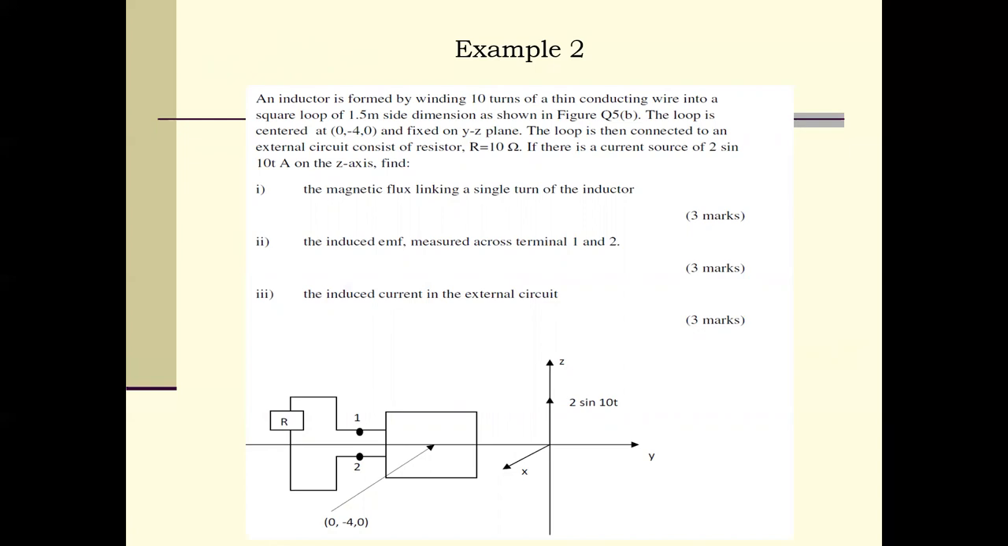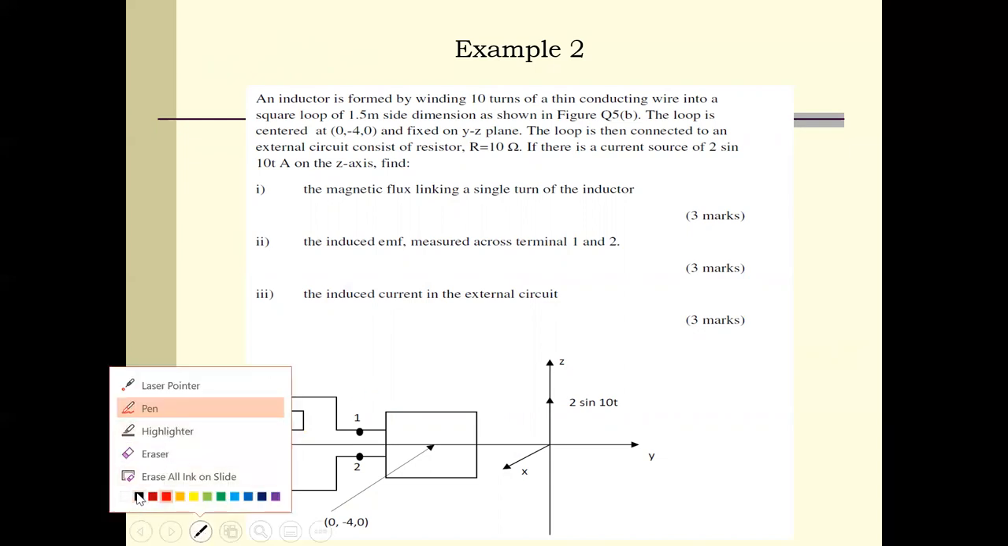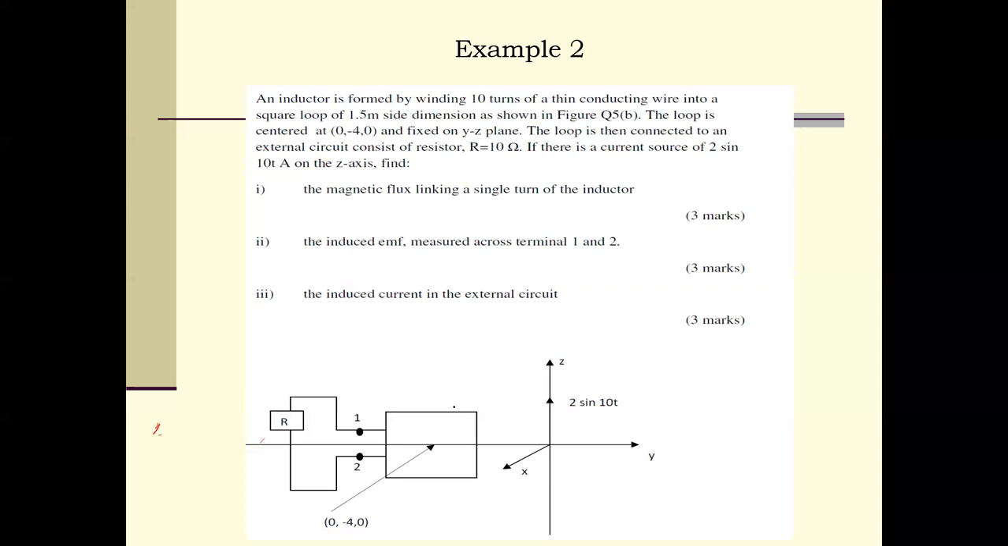If there is a current source of 2 sine 10t on the z-axis, find, point number one, the magnetic flux linking a single turn of the inductor. Okay, so this is our inductor here. We need to find out what the amount of flux linking the inductor should be, which is due to this particular current of 2 sine 10t located on the z-axis.